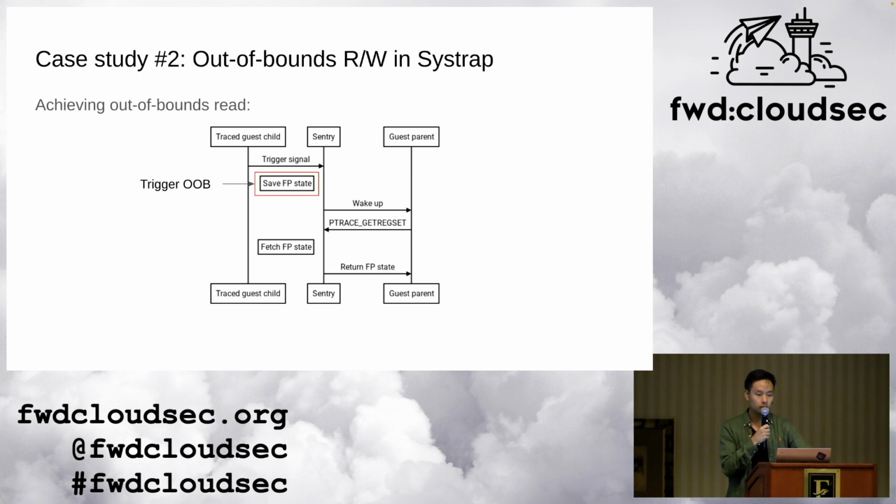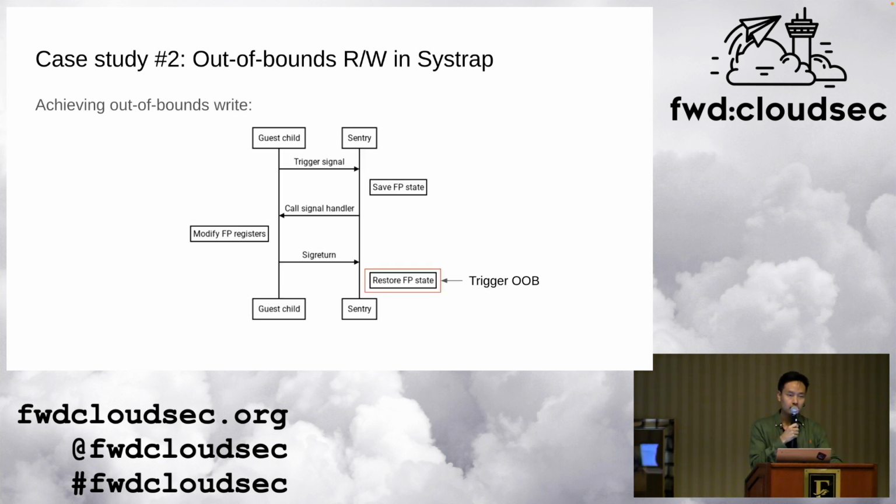And now we demonstrate how to trigger the out-of-bounds read and write to leak and corrupt memory. In the application, which we call the guest, we spawn a child process, which is ptraced. The traced guest child triggers a signal to the sentry, and the sentry will save the floating point state and then wake the guest parent up. The parent can then invoke ptrace, getregset, or similar syscalls to fetch the floating point data from the guest child. And since the offset of the floating point data can be controlled, a different offset can be provided, in our case one that is out of bounds, in order to leak data.